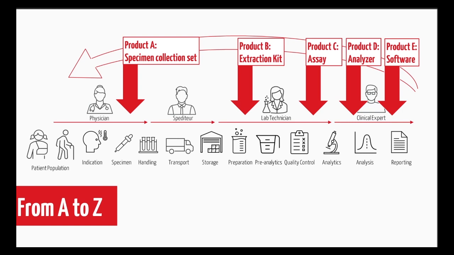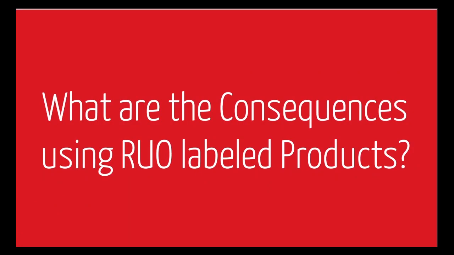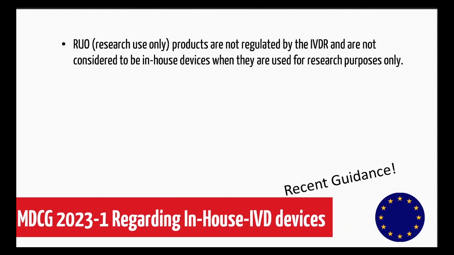And there may be also other products, but these are very often the products used in combination to achieve a result for the patient. So if one or several of these products are research use only labeled, what are the consequences of using RUO labeled products?